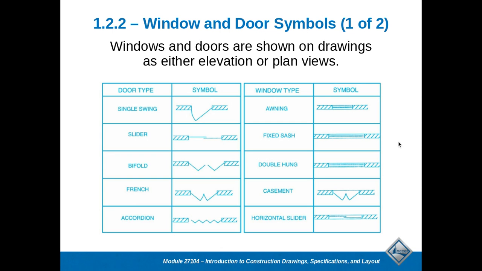Okay, you've seen this before. It's in your packet. I had you earlier label these different door types. I also had you label the window types just so that you could get familiar with what these symbols look like on a drawing or a plan. So these are all just the symbols for doors and windows that you may see either on an elevation or a plan view, either way.